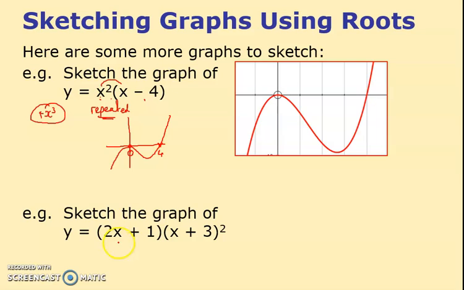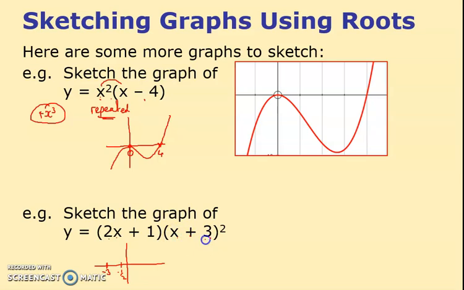Sketch this graph. But again, I'm thinking to myself, well, right, I've got another repeated. Can you see this? X plus 3 squared. So I know it's going to repeat itself. It says plus 3, so that must be at minus 3. It's going to do that at minus 3. So again, look at this. It says 2x plus 1. That's minus a half. Alright, so it's all negatives. It's all happening in a very small space there.